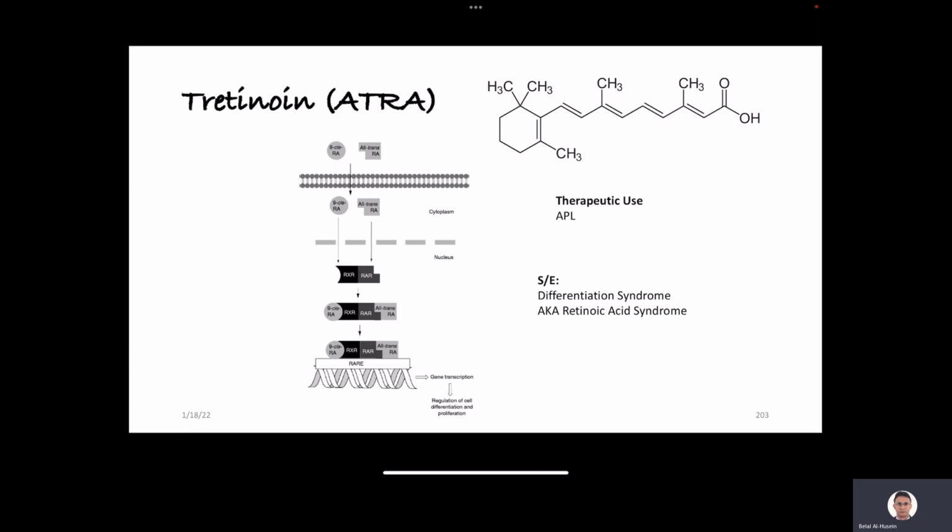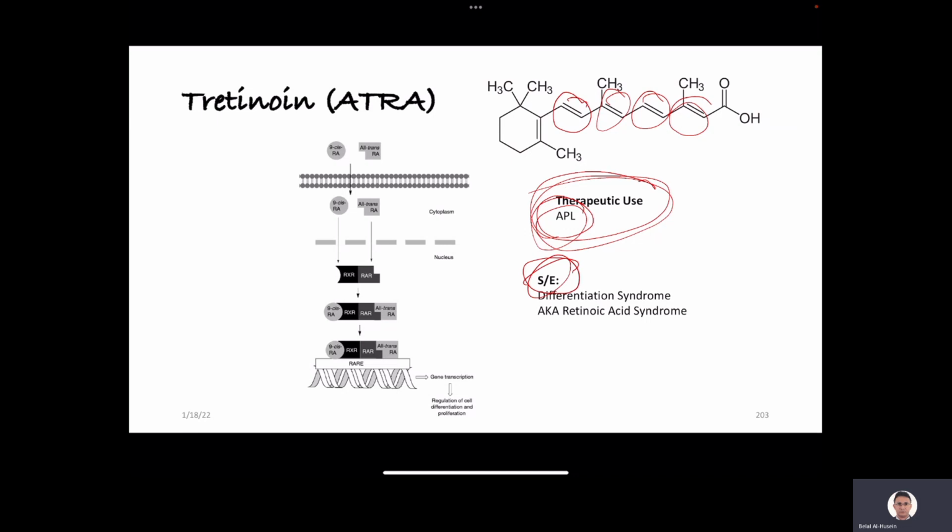Now, as you can see, all the double bonds or the unsaturations of retinoic acid are trans, so it's called all-trans retinoic acid. And it is used, in fact, therapeutically for management of APL. It will induce the differentiation of cells back to normal.